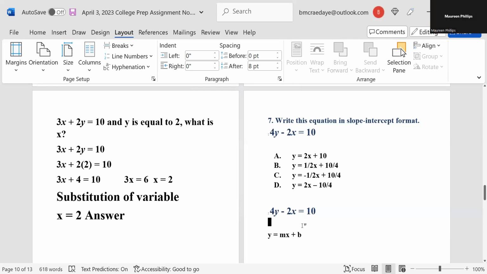Subtract what? Maureen, why would you subtract? You're already subtracting, right? Minus 2x, so you'd have to add. Add 2x to both sides. Okay, add 2x to both sides. Everybody do that. Tell me what you get.